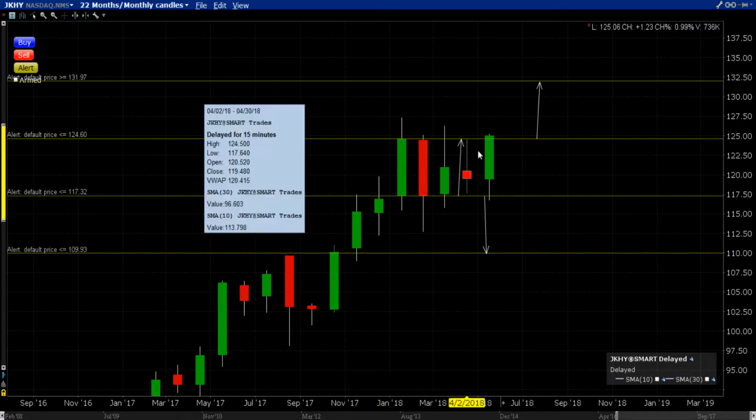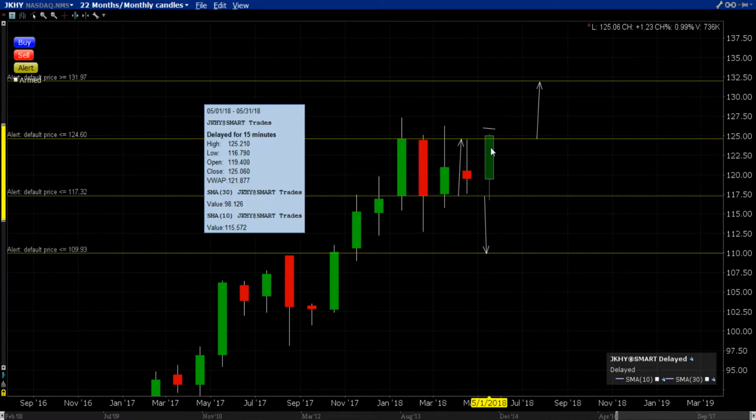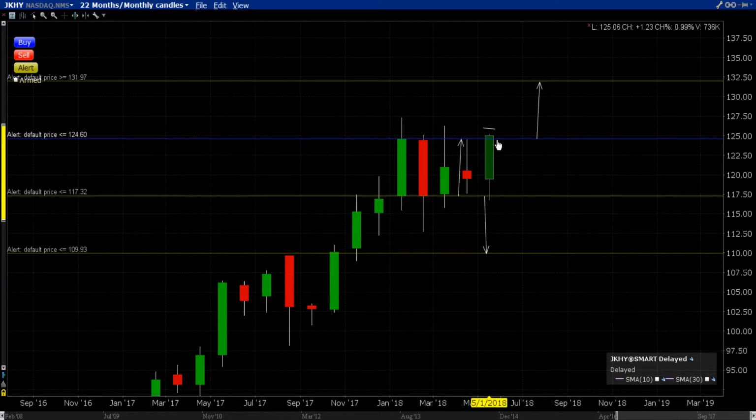Wow, 125.06. Damn. It's not above that round number. I would have liked it to be more convincing above here, really to get that, okay, I'm breaking out. I'm above that resistance. Now this is razor thin.